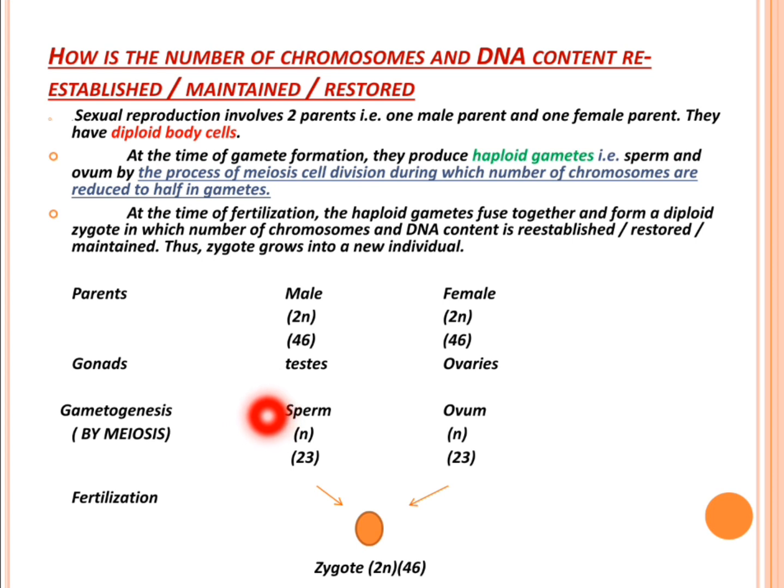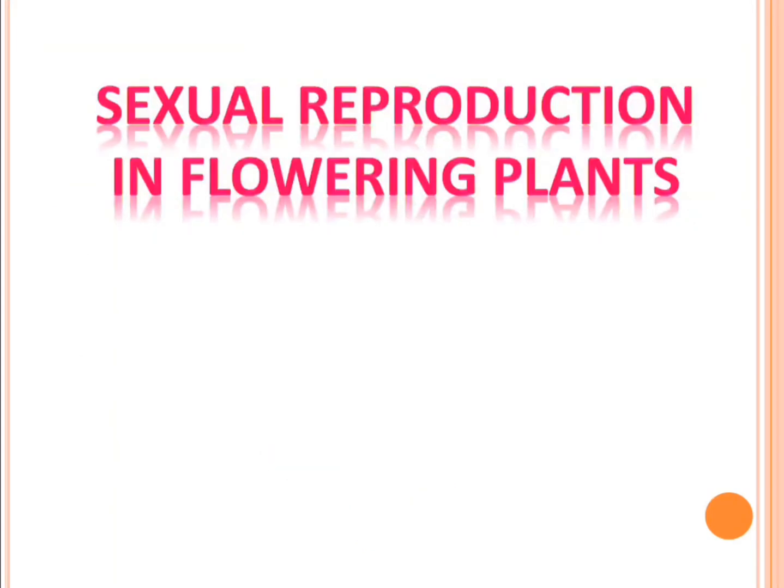So these two haploid gametes, sperm and ovum from male and female parents, fuse with each other at the time of fertilization and form zygote. Zygote is a fertilized egg cell which divides and redivides to form a new individual. Now let us learn about sexual reproduction in flowering plants.